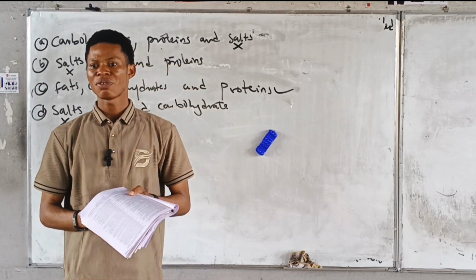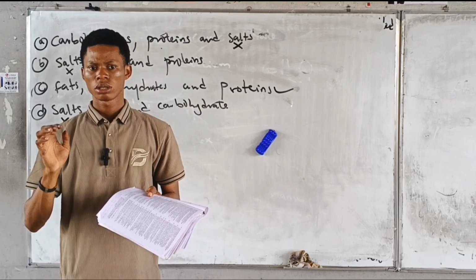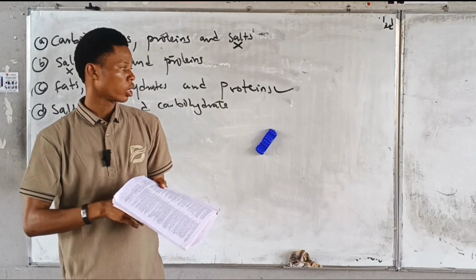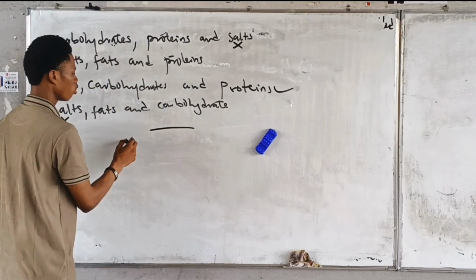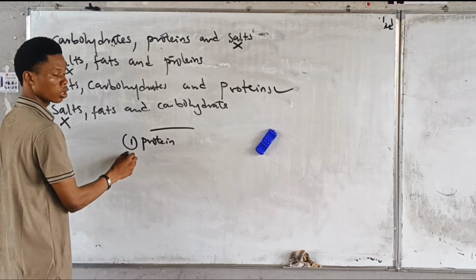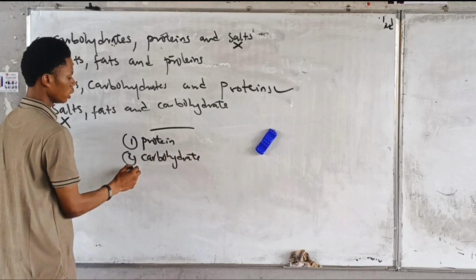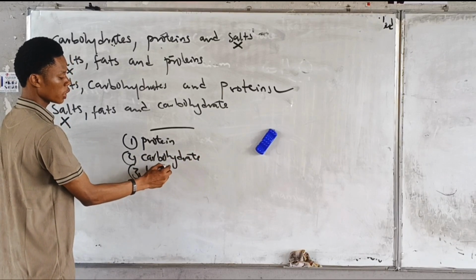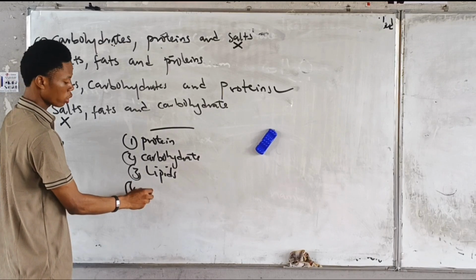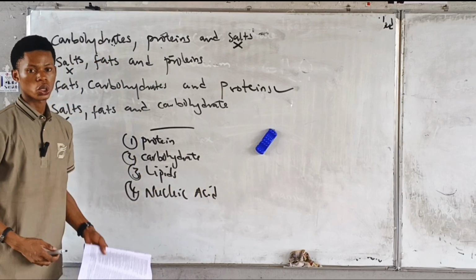How many macromolecules do we have in our body? We have 4 macromolecules. The 4 macromolecules we have are: number 1, protein; number 2, carbohydrates; number 3, lipids. Lipids, that's where fat and oil fall, right? And number 4 is what? Nucleic acid. These are the 4 macromolecules we have.